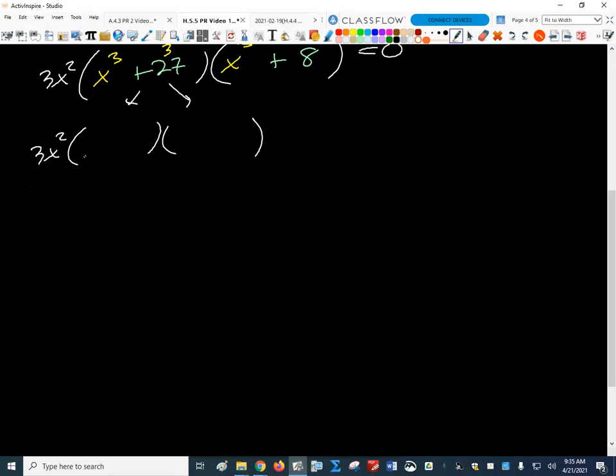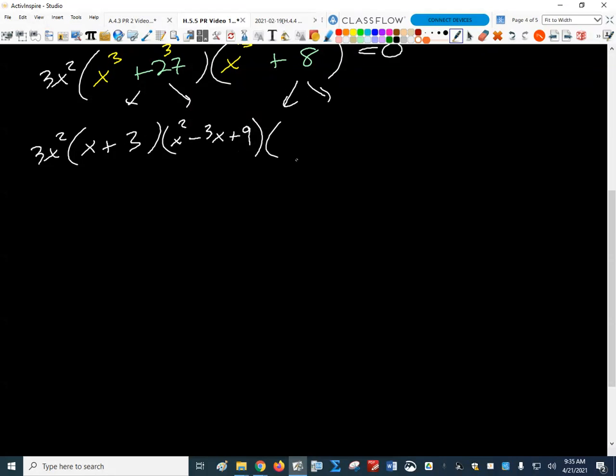Okay, good. So we're going to get x plus 3 times, good, plus 9. Very good. Okay, how did we get that? A cubed plus b cubed is a plus b times a squared minus ab plus b squared. Okay, good job. And then this one, we'd follow the same pattern, wouldn't we?